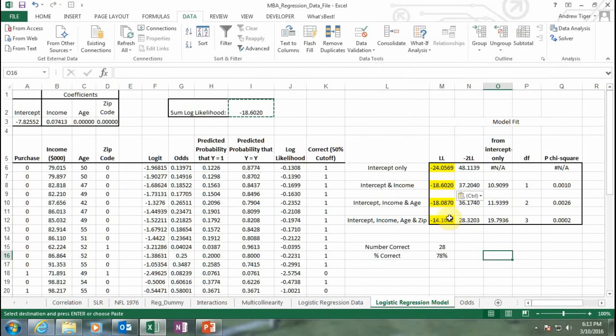So my log likelihood, or what I'm trying to maximize, went from minus 24 to minus 18. And I've got a percent correct at 78%. Well, now I'm going to do it again.